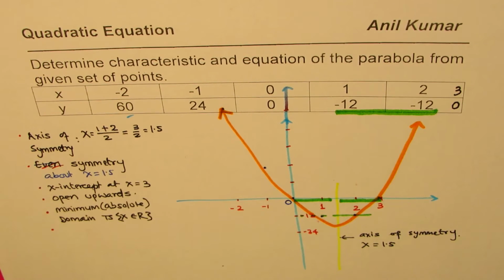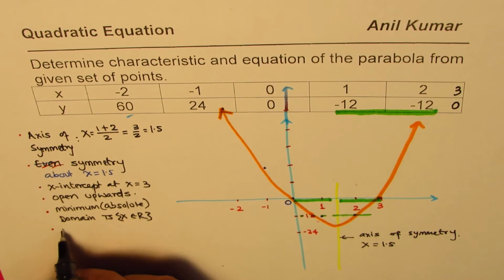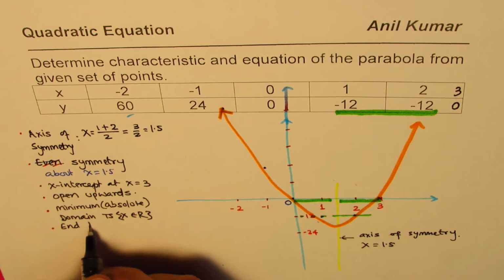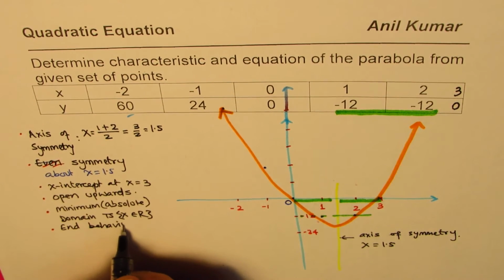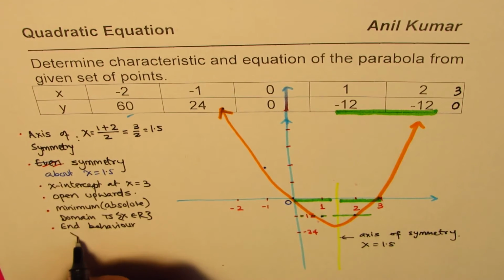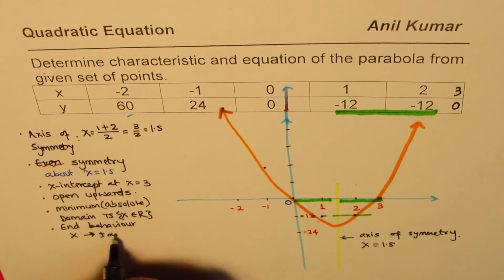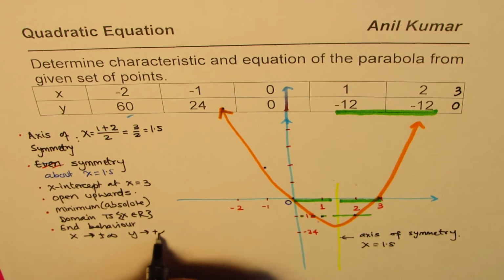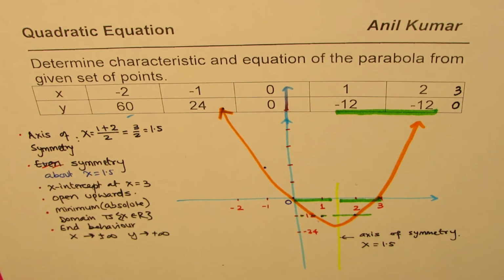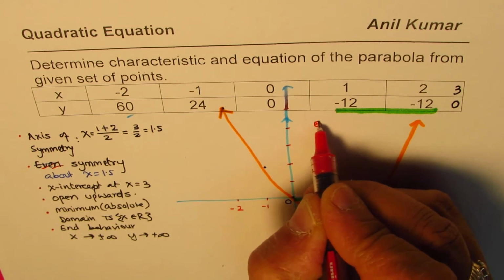End behavior, we can say as x approaches positive or negative infinity, y approaches positive infinity, correct? So these are the other characteristics which we can directly see from the graph and the information which we have on hand. Now let's try to figure out the equation, right? So let's work on the equation part now.